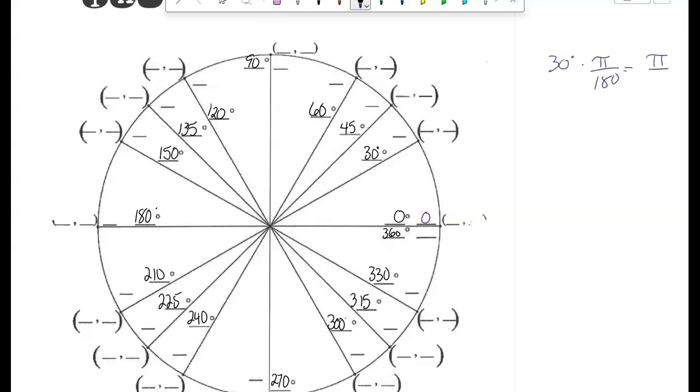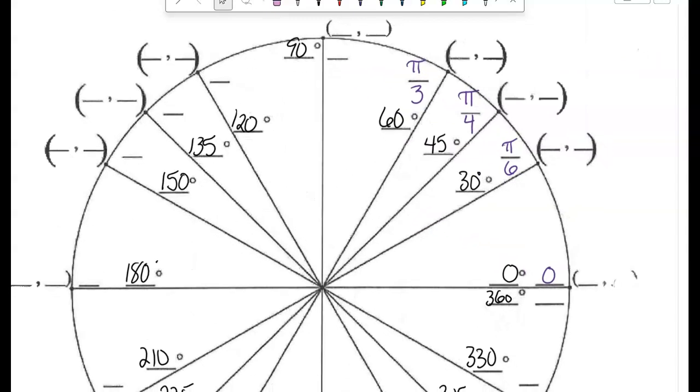Now, when you do this, 30 degrees, if we converted that to radians, ends up being pi over 6. So this is pi over 6. Can anyone guess what 45 degrees would be in radians? It's going to be pi over 4. Right on. And guess what 60 is going to be? Pi over 3. And then 90, we were doing this a lot the other day, and we got what? Pi over 2.